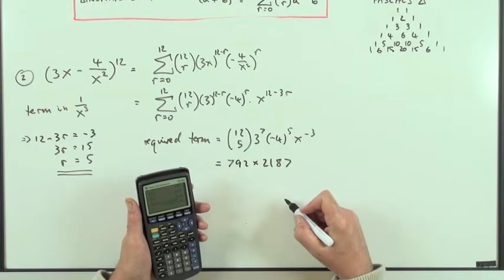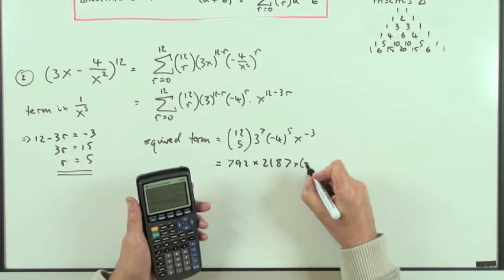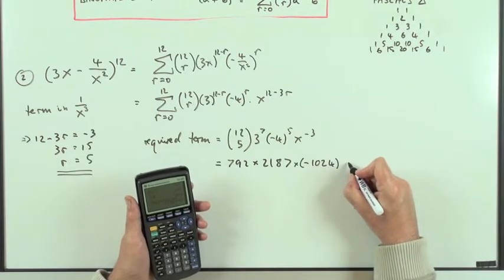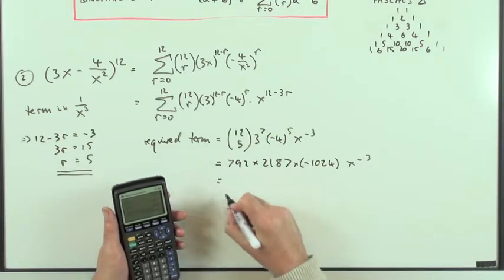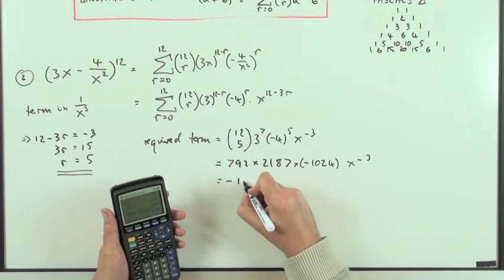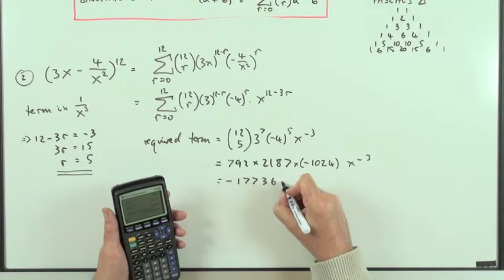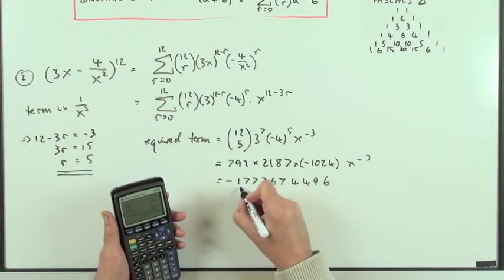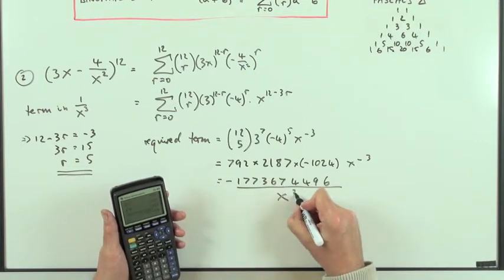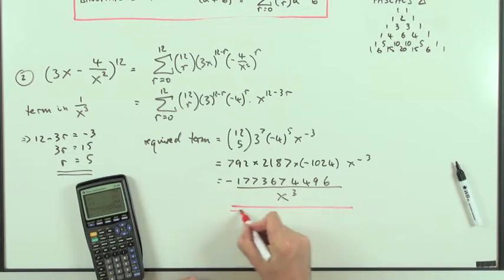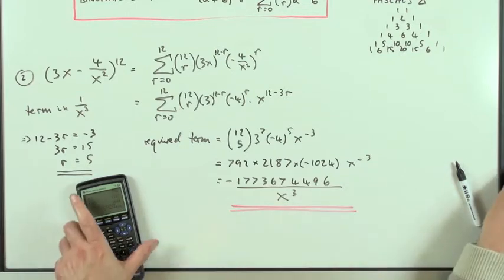Negative 4 to the power 5, well that's going to be negative. And 4 to the power 5 is 1024. And then finally, x to negative 3. Multiplying that lot together, it's going to be negative, but I've done it here. It saves a lot of tedium. 177, 367, 4496. X to negative 3, or if you like, over x to the power 3, would be the required term. There.